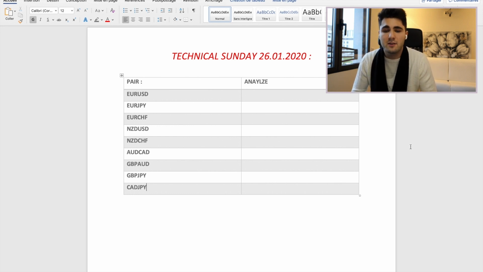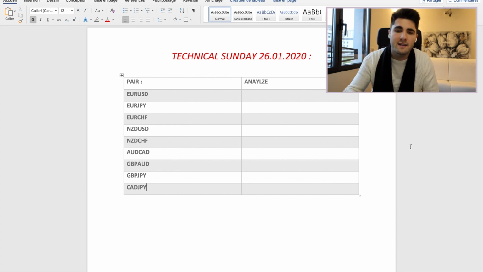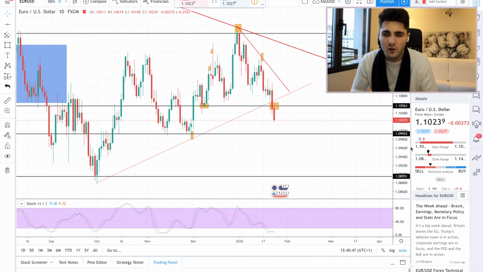So let's go directly. As you can see, I selected several charts. I think there were 9: Euro USD, Euro JPY, Euro CHF, NZD USD, NZD CHF, AUD CAD, GBP AUD, GBP JPY, and CAD JPY. I will be explaining a few interesting trades, a few potential setups, but also pairs that you have to keep in mind, so in your trading watch list. Okay, let's start with Euro USD, which is the first pair.